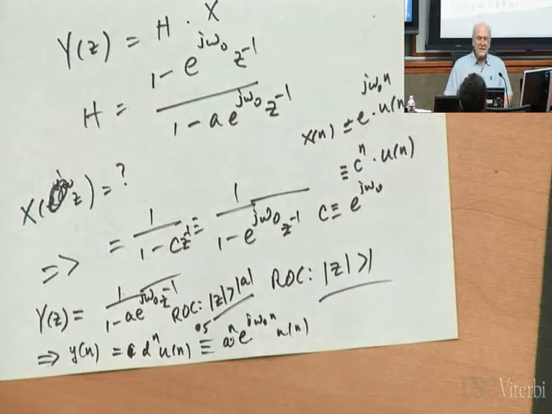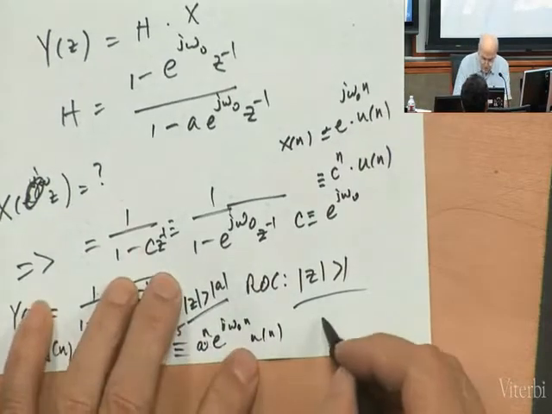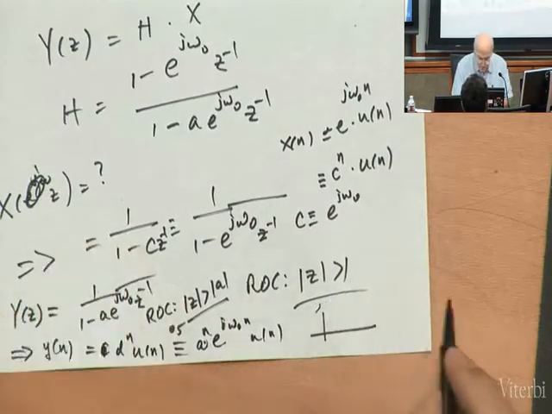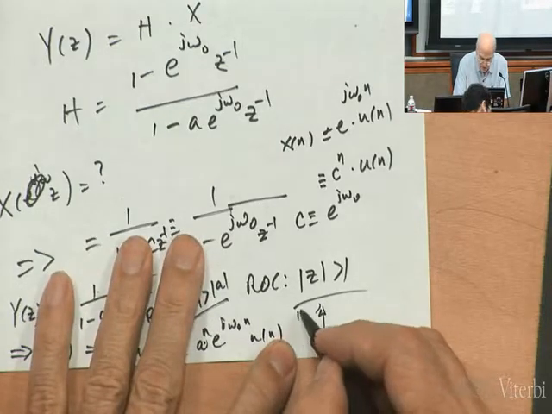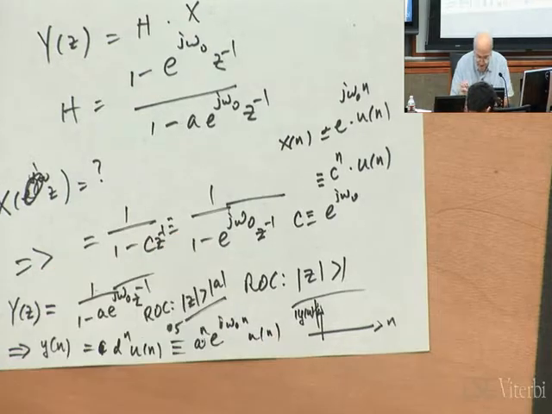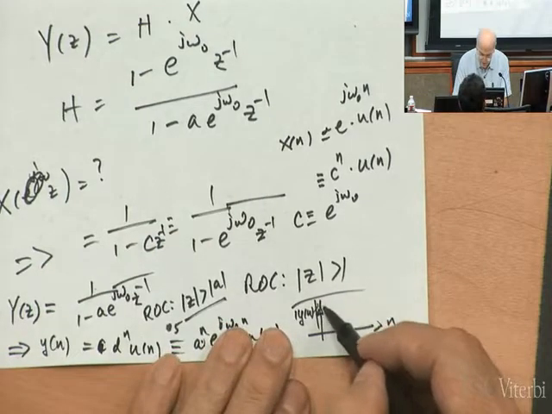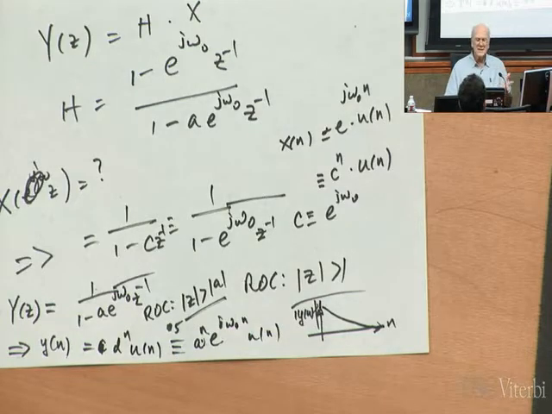So it's basically a right-sided geometric sequence. It does go to 0. If you were to plot the magnitude of y of n versus n, you would find that it would go right to 0. But it doesn't go immediately to 0.